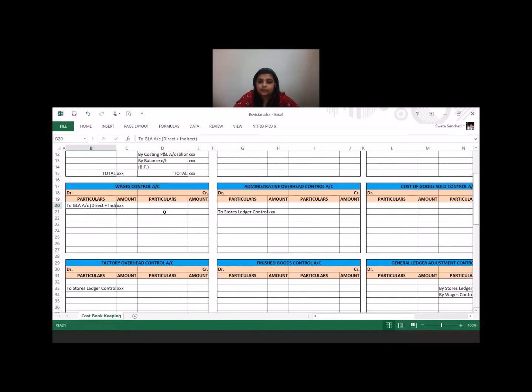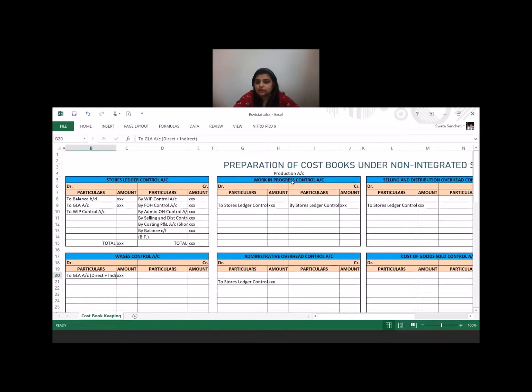Obviously direct labor, where are they used? In the production department, that is WIP. So I will shift that cost to WIP, by WIP control account. Here it will be to wages control account. And if it is related to factory overhead, admin overhead or selling and distribution overhead, we are going to have those entries here.